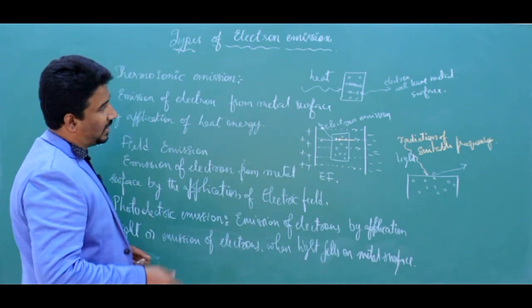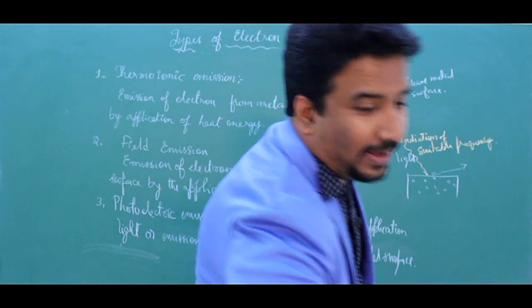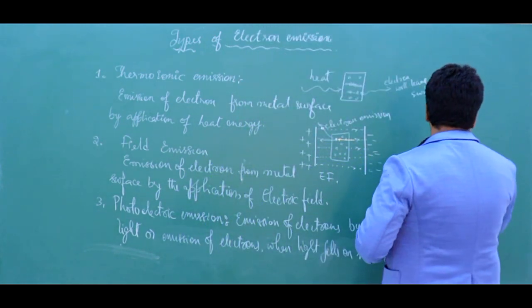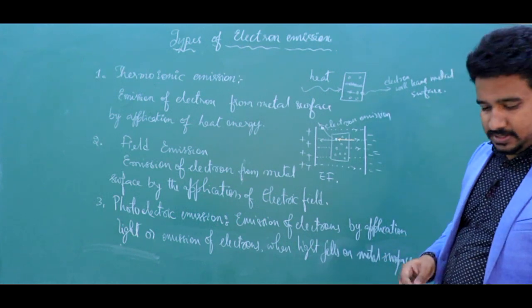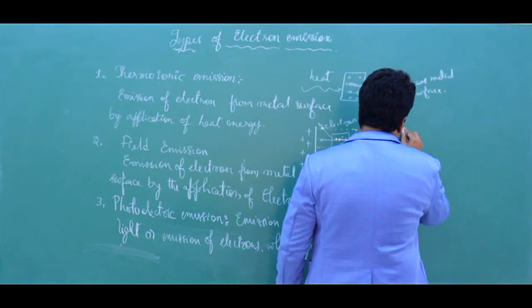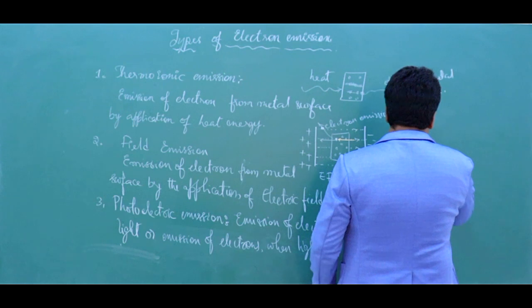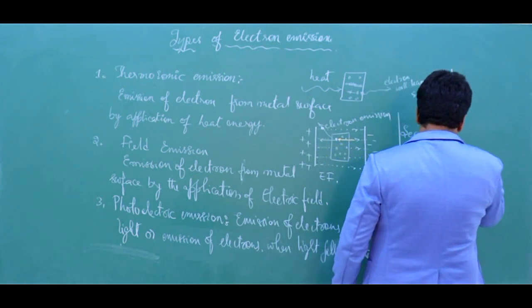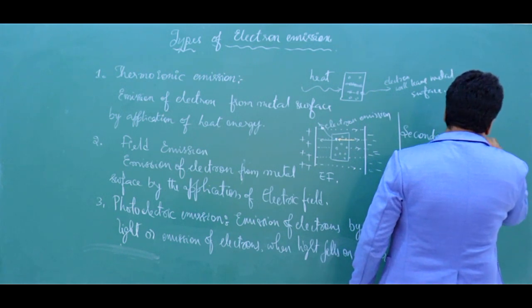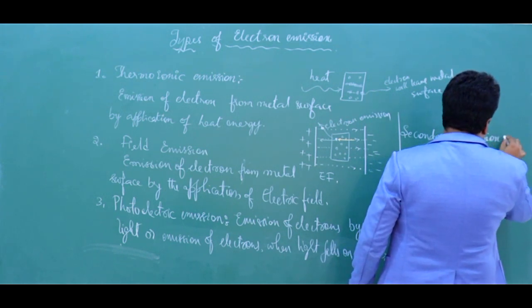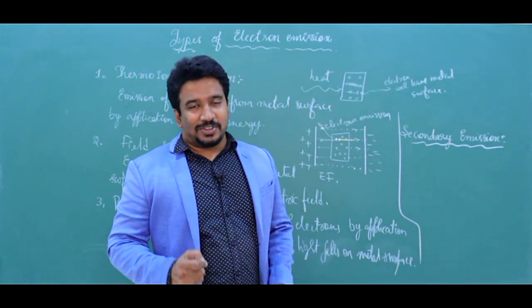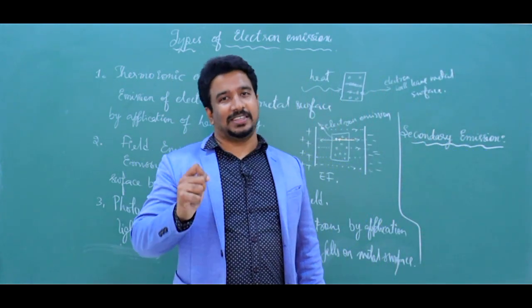Where can I write? I will erase these diagrams. Next type of emission is secondary emission. What is this secondary emission? This is a very simple thing. Free electrons cannot get out of the surface on their own, they need extra energy.